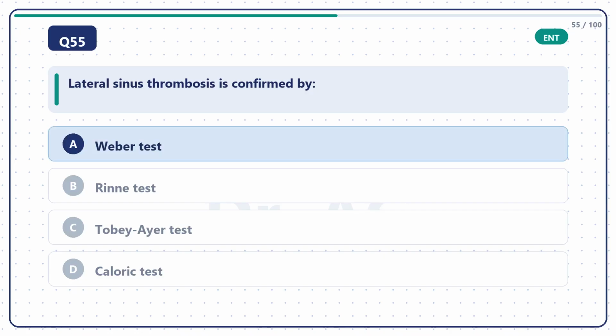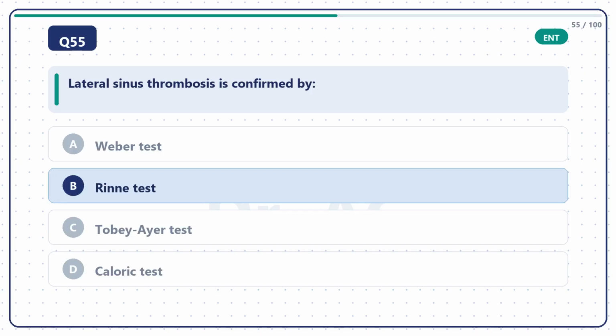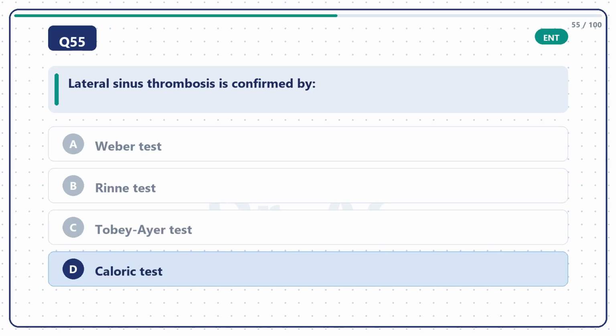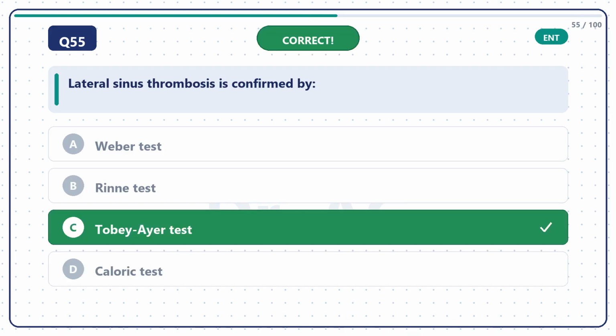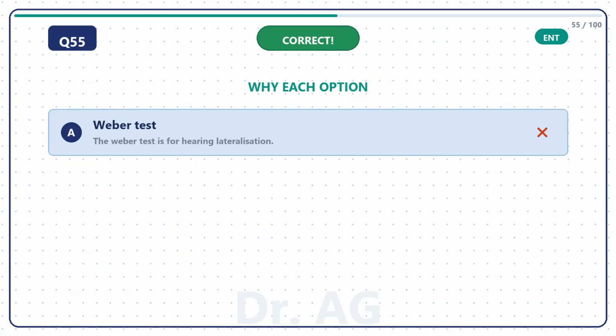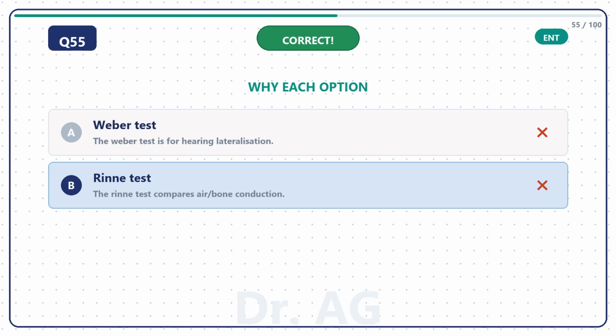Weber test, option B. Rinne test, option C. Tobey-Ayer test, option D. Caloric test. The correct answer is option C. Tobey-Ayer test. Let's go through the options. Weber test. The Weber test is for hearing lateralization. Rinne test. The Rinne test compares air-bone conduction.